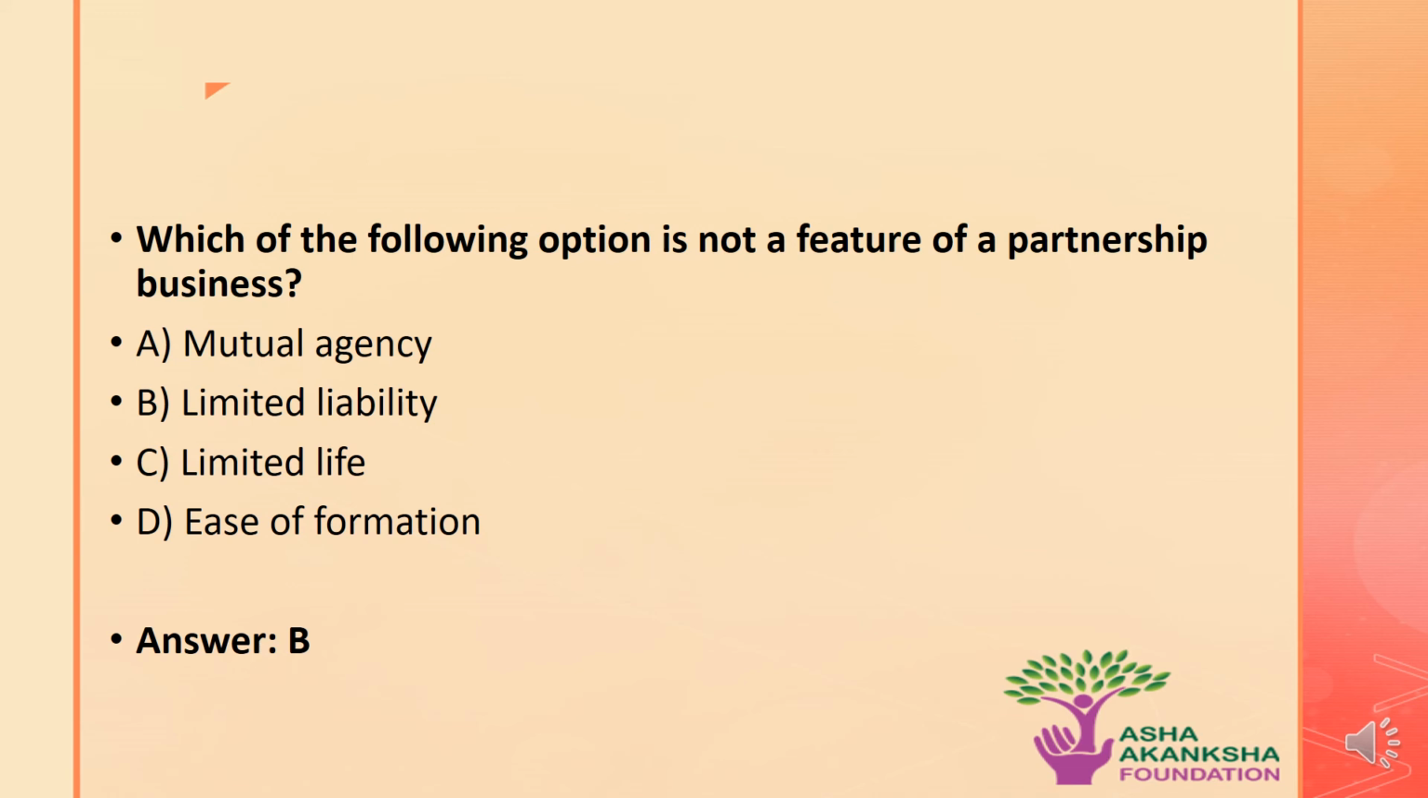The next question is: which of the following options is not a feature of partnership business? Options are A, mutual agency, B, limited liability, C, limited life, or D, ease of formation. The correct answer to this question is option B. That is, limited liability is not a feature of partnership business.